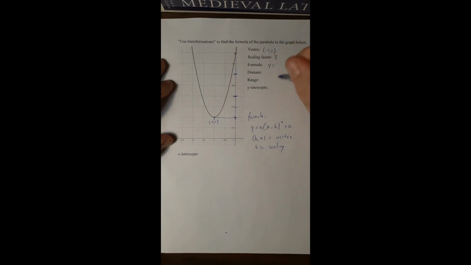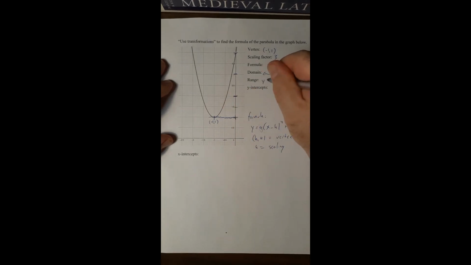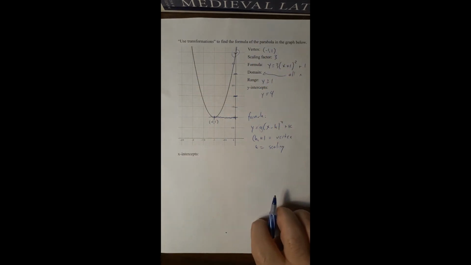So what's my formula? Scaling factor is 3 times (x minus -1). So that's going to be 3 times (x plus 1) squared plus 1. So there's my formula. Domain, all x. Range, well, here y equals 1 is the bottom of the graph. So the range is y greater than or equal to 1. And we can see y equals 4 is where the y-intercept is.